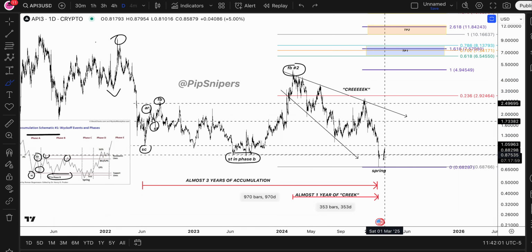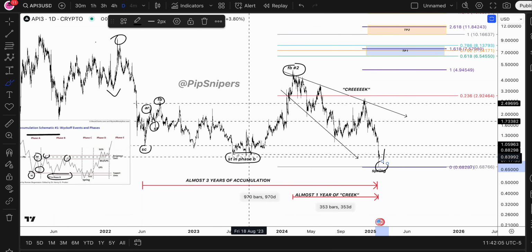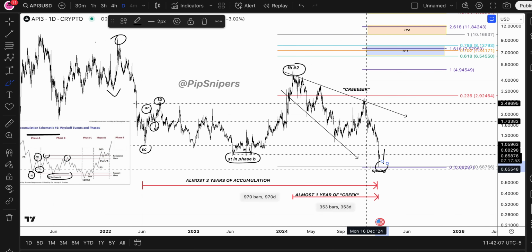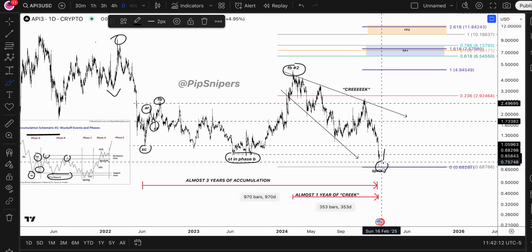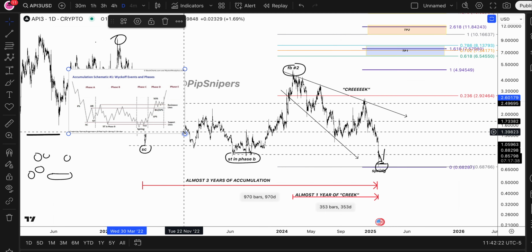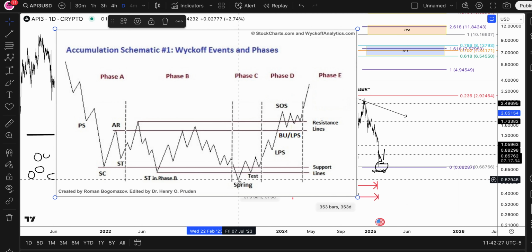And then this over here would be your spring because we make a new low and we've come down to the range low. So this is the lowest recorded price on API. So this is your spring, and then you have a test. Now your test is usually the price just filling the wick. The test is usually when a lot of people panic actually. So actually more people get scared here at the test than they get scared at the spring.